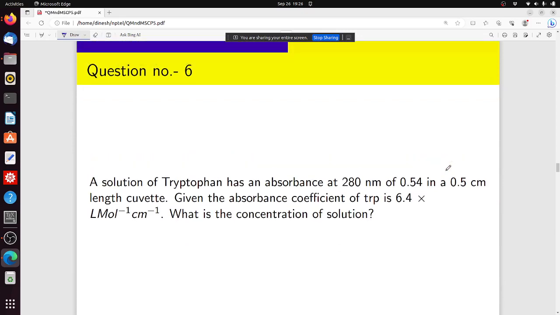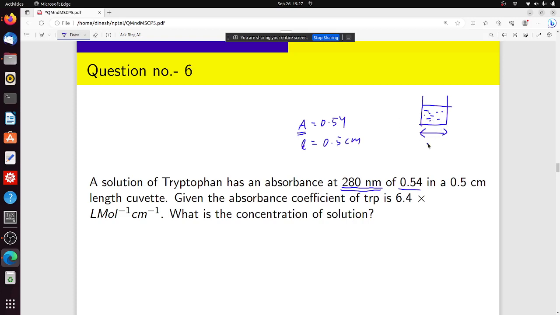In the next question, a solution of tryptophan has an absorbance at 280 nanometer. This is an absorption line, and the absorbance is 0.54. This is not the Einstein coefficient, this is absorbance. And the length of the cuvette is 0.5 centimeter. So this system has a length. This means there is a solution.